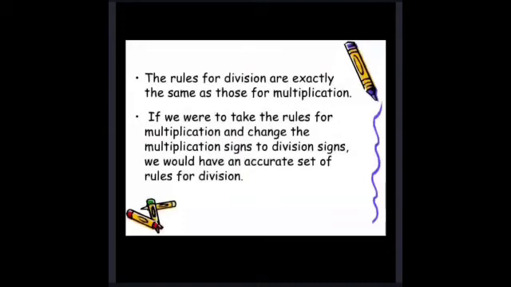That means that if both the numbers have the same sign and we have to divide them, then a positive sign will come. And if the numbers have different signs and you want to divide, the sign will be negative. The rules for division are exactly the same as those for multiplication. If we were to take the rules for multiplication and change the multiplication sign to a division sign, we would have an accurate set of rules for division.